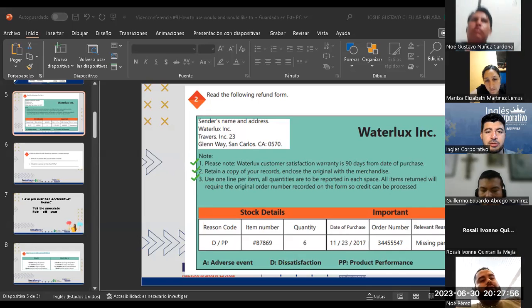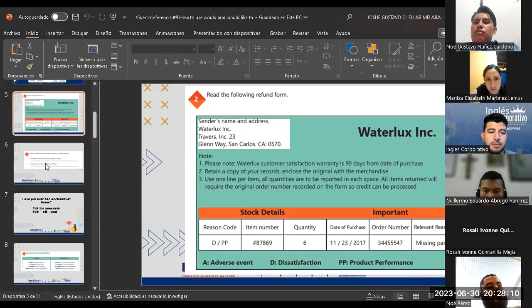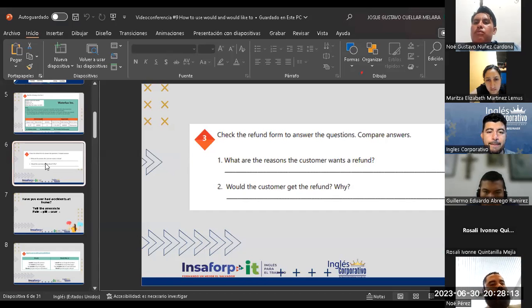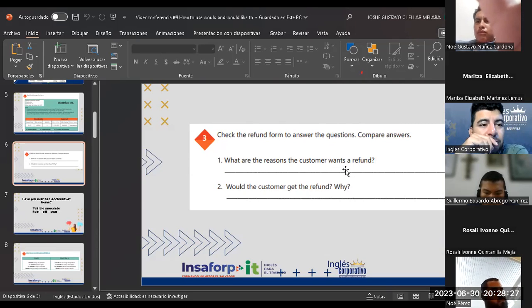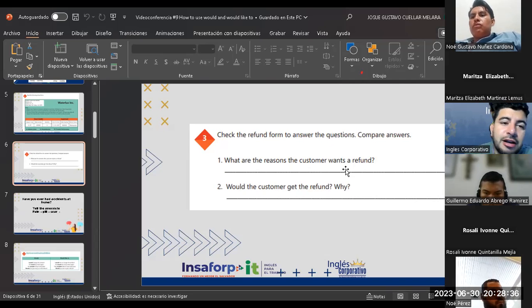Eso es, da a entender este formulario de reembolso. Let's continue with this. I'm sorry, I'm having a problem with this mouse. Okay, let's see the other page. Okay, check the refund form to answer the questions, compare the answers. Okay, number one, what are the reasons the customer wants a refund? ¿Cuáles son las razones por qué el cliente quiere un reembolso? Number two, would the customer get the refund? Why? ¿El cliente obtendría el reembolso?